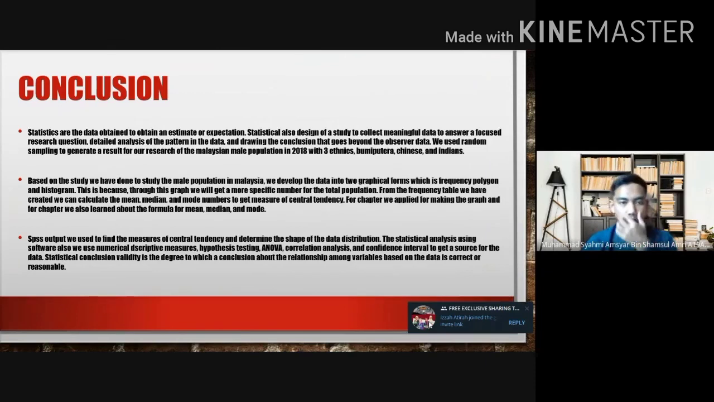Statistical conclusion validity is the degree to which a conclusion about the relationship among variables based on the data is correct or reasonable. Thank you.